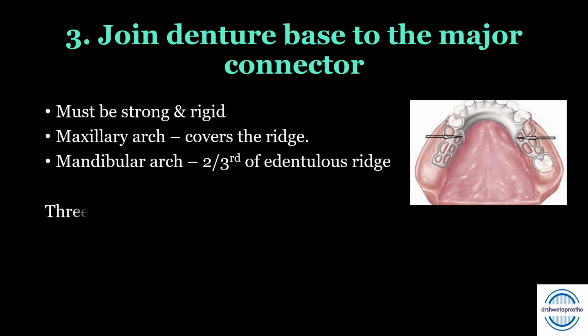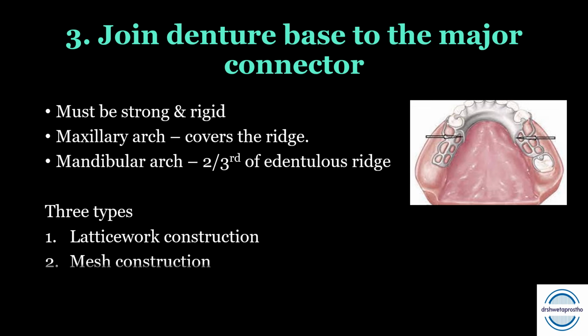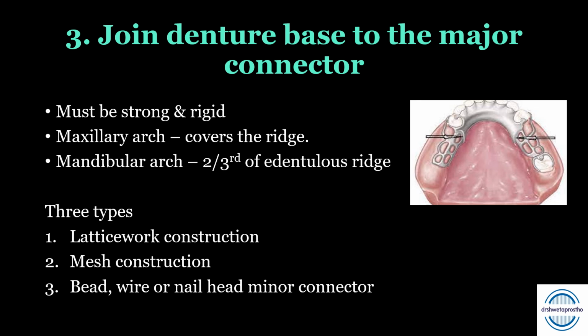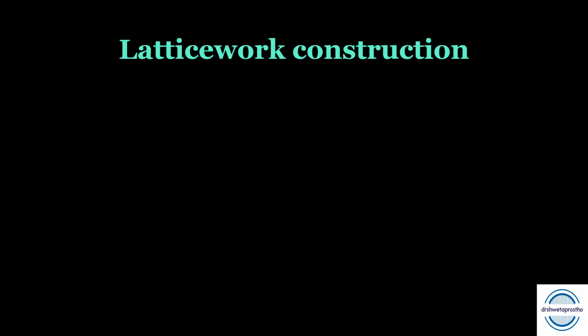Now, depending on the design, these can be of three types. First is the lattice work construction, second is the mesh construction, and third is the bead wire or the nail head minor connector. Let us discuss them briefly. First is the lattice work construction.